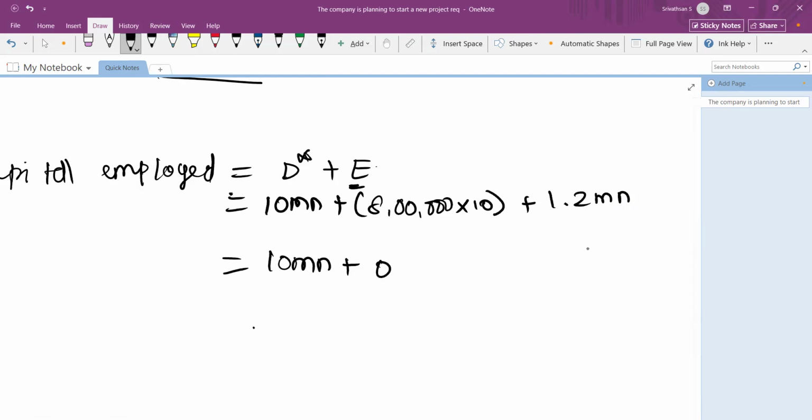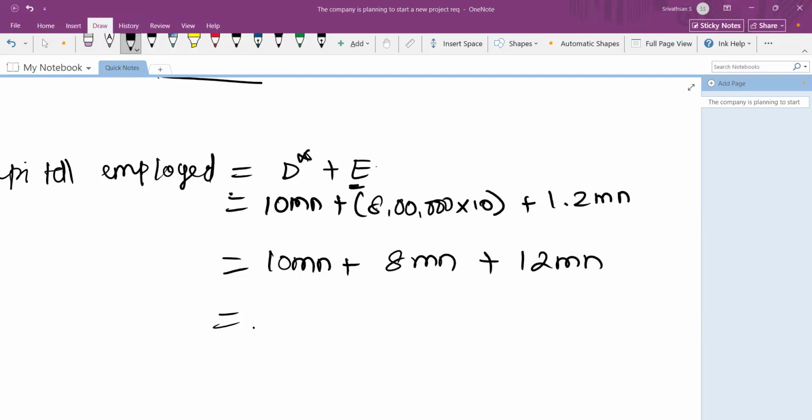So we can write it as 0.8 million plus 1.2 crore. Extremely sorry. So this is 10 million, and 8 lakh into 10 is 80 lakh, which is nothing but 8 million, and 1.2 crore is nothing but 12 million, not 1.2 million. So when we add all these things, we get the existing capital employed as 30 million, right?